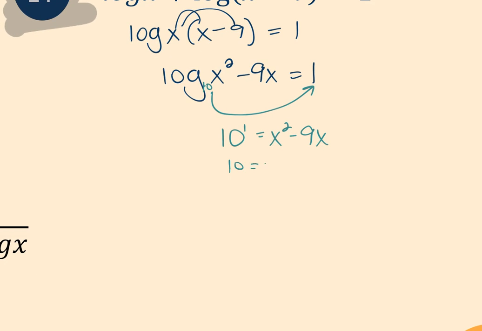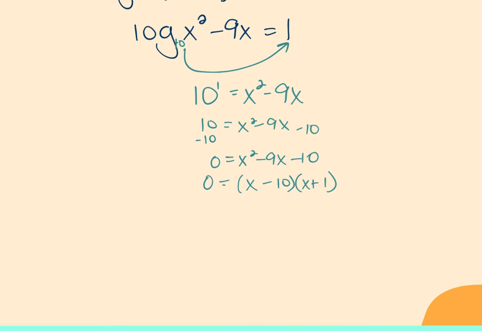So now 10 comes over and picks up the 1. I'd get 10 equals x squared minus 9x. And as soon as you see that x squared and that x, that's your hint you're going to have to factor. Get everything to one side and factor: x minus 10, x plus 1. Split and solve. X equals 10 and x equals negative 1.